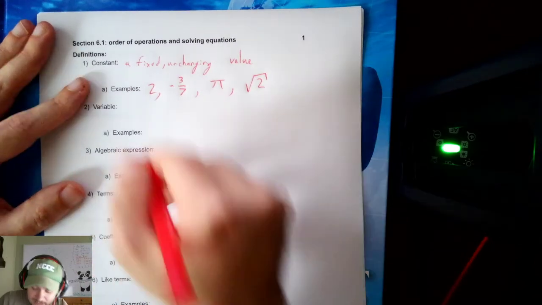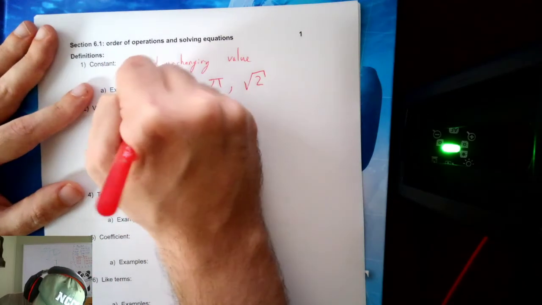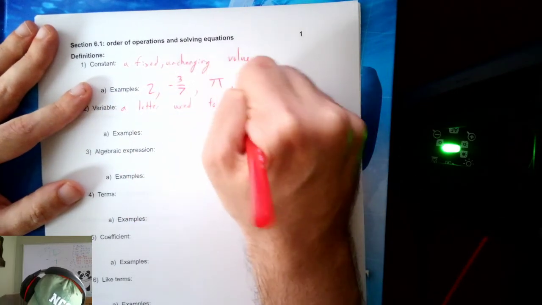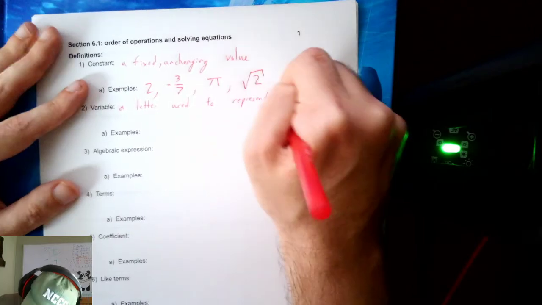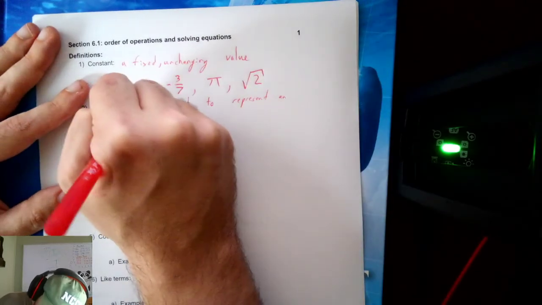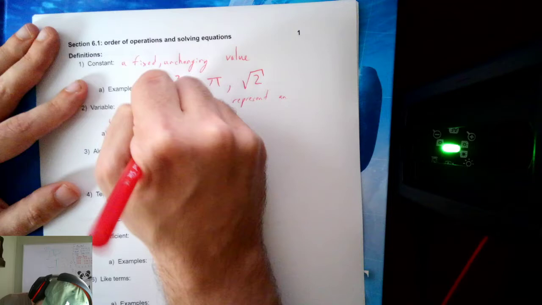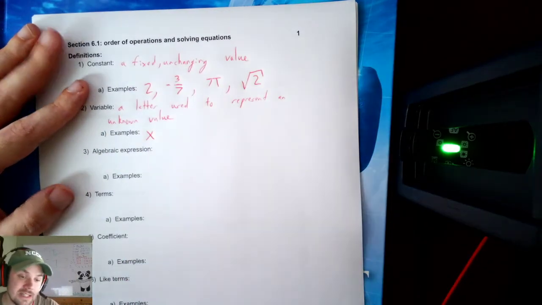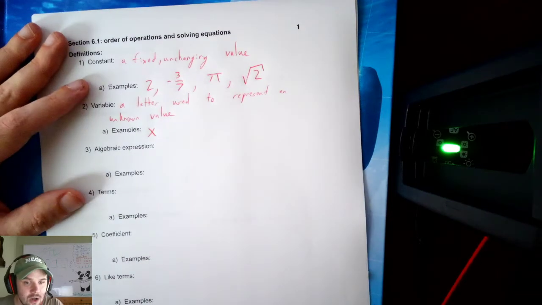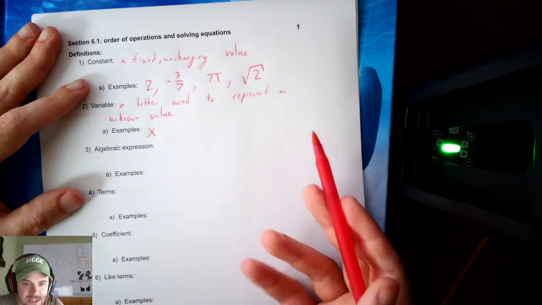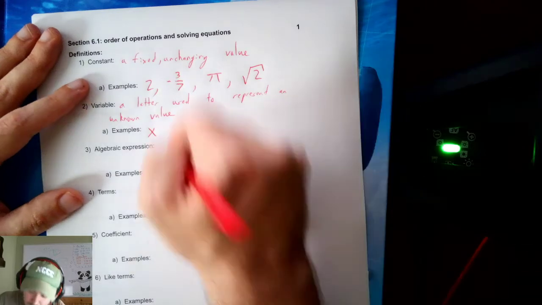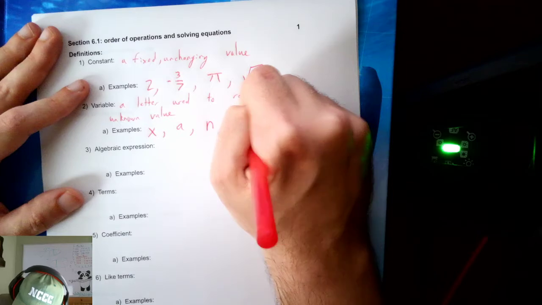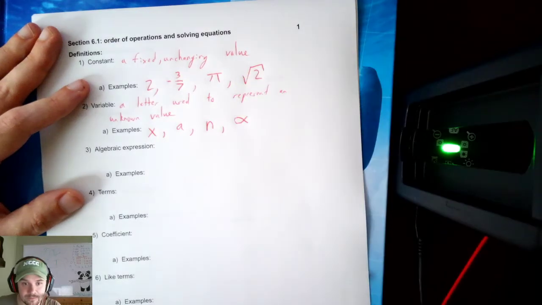These are always the same value. On the other hand, a variable is a letter used to represent an unknown value. Some examples, probably the most common, the letter X. We love the letter X in math, right? We see the letter X all the time. It's a letter used to represent an unknown value. Maybe we have A, or N, or the Greek letter alpha.